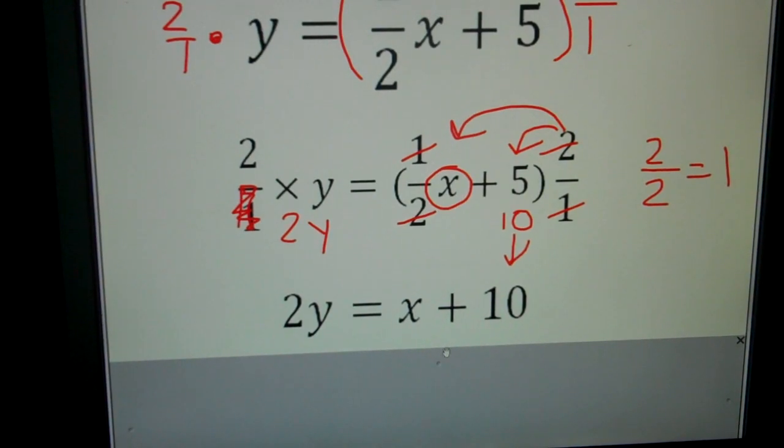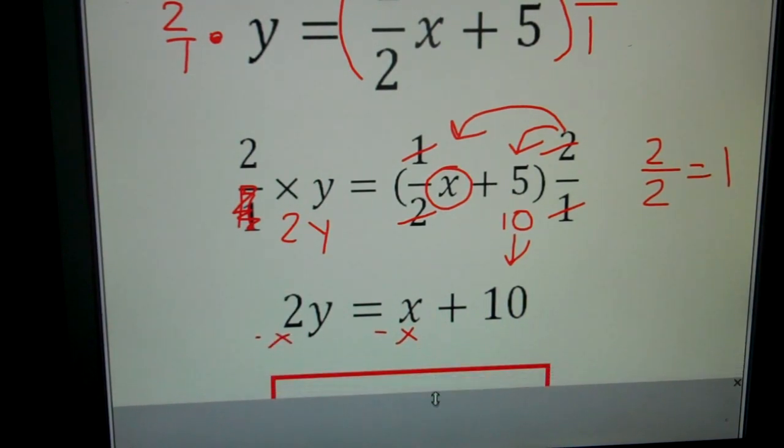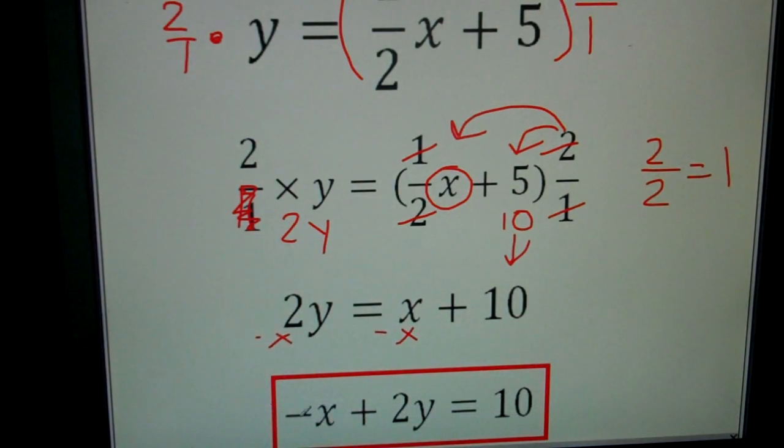Now, you just did all that work and you're still not to standard form yet. I need this x on the other side. So how do I get this positive x to go away? What's the inverse? Minus x. Minus x. Can I combine x's and y's? No, you know that. Final answer: negative x plus 2y equals 10. Now we have an ax plus by is equal to c. We have our different numbers here. Shoo! This is by far the harder one.